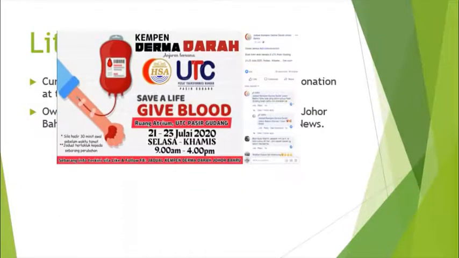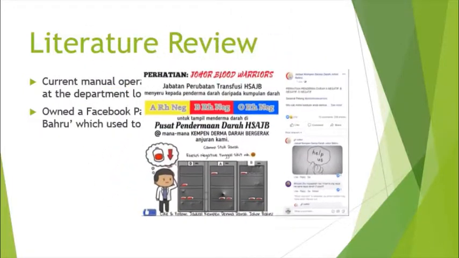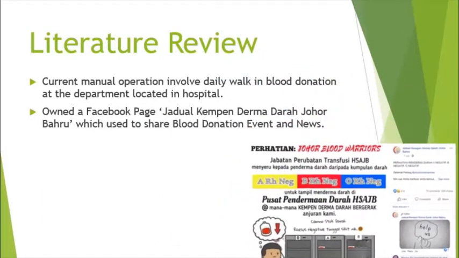Now this is a sample screenshot of the Facebook page which is sharing an event. And this is sharing information about the current blood storage status. From the screenshot you can see that they are lacking O negative, B negative, and A negative blood.